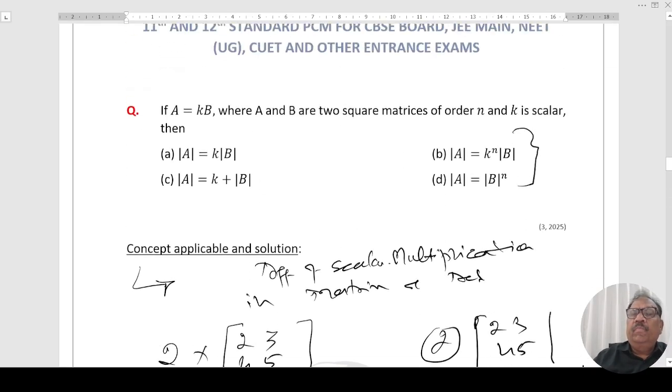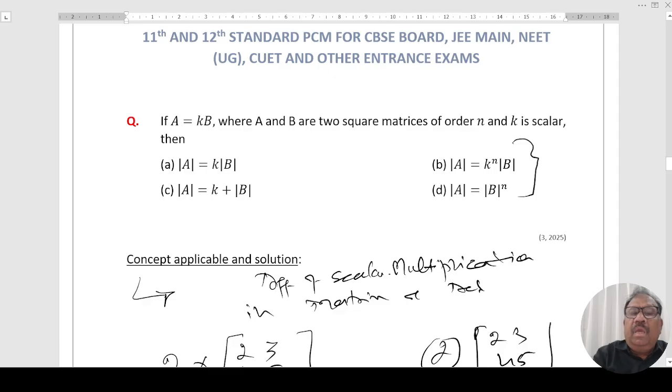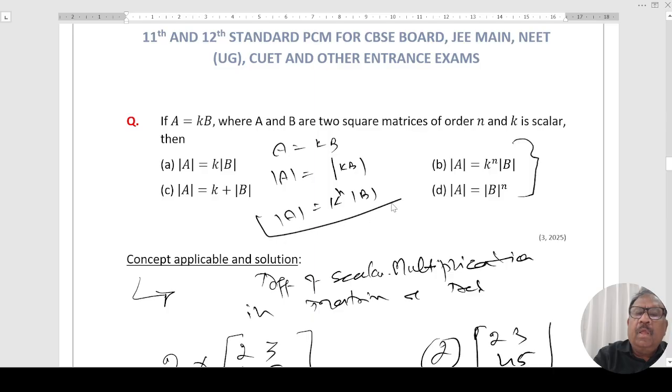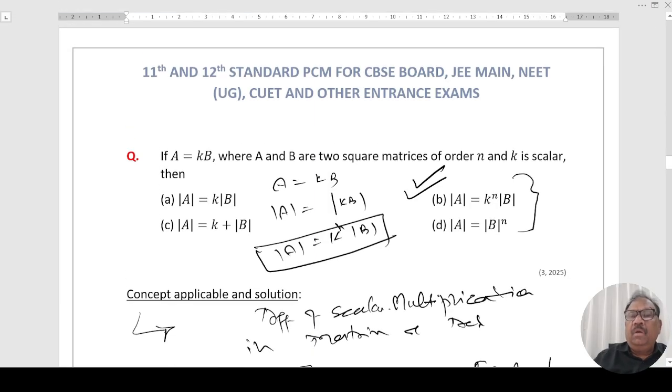Now in this case, determinant of kA equals k to the power n determinant A. If you have to take the common factor, we have to take k common. How many times? Since it is 3 by 3, k to the power 3 will come, k to the power n times determinant A. That is the correct answer. B is the correct answer. Right? Next question.